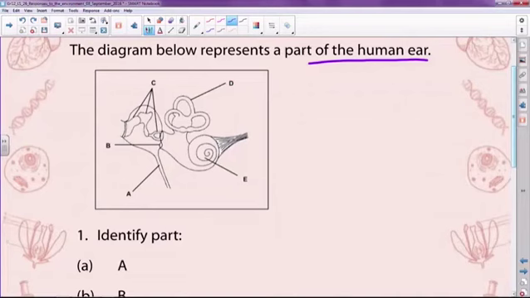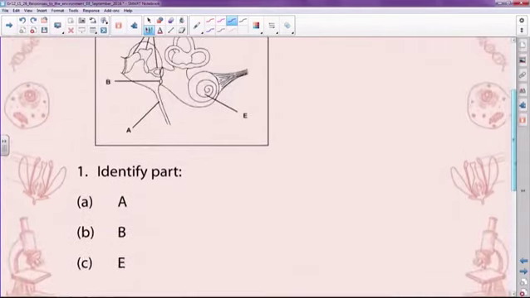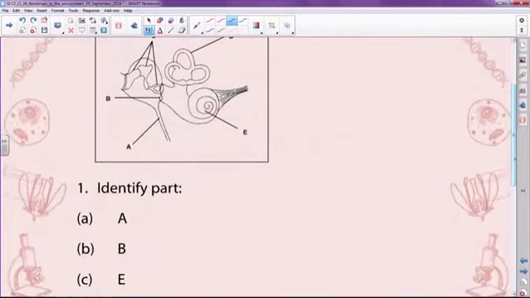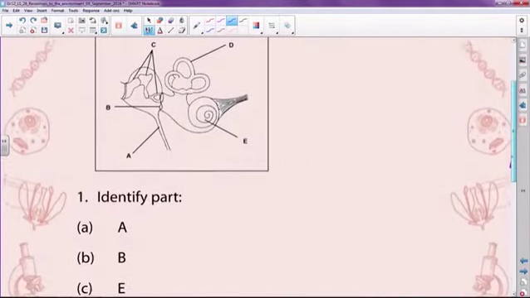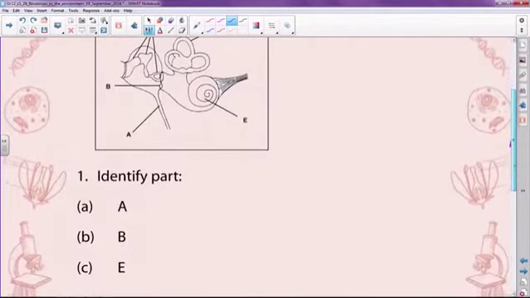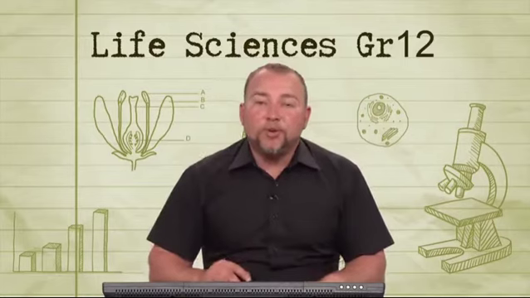Quick questions for you, because we need to know our questions. First one, the diagram below represents a part of the human ear. Identify A, B, and E. That's at the bottom of the ear. So I will do that, and I'm going to give you a minute.